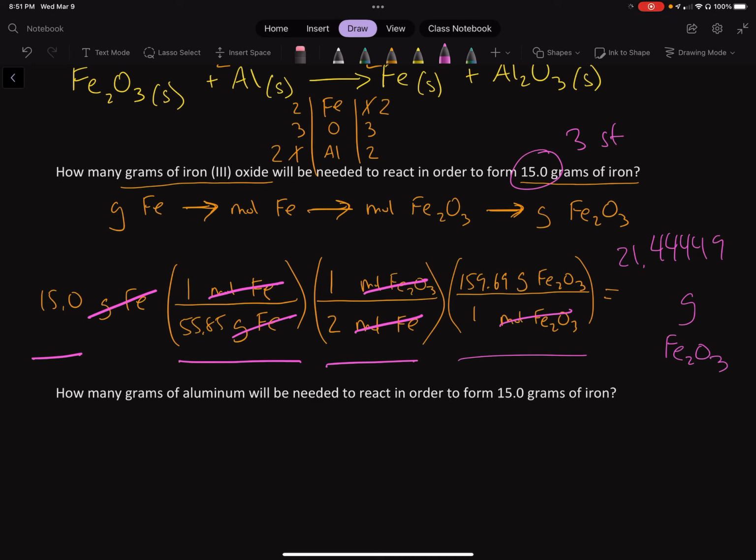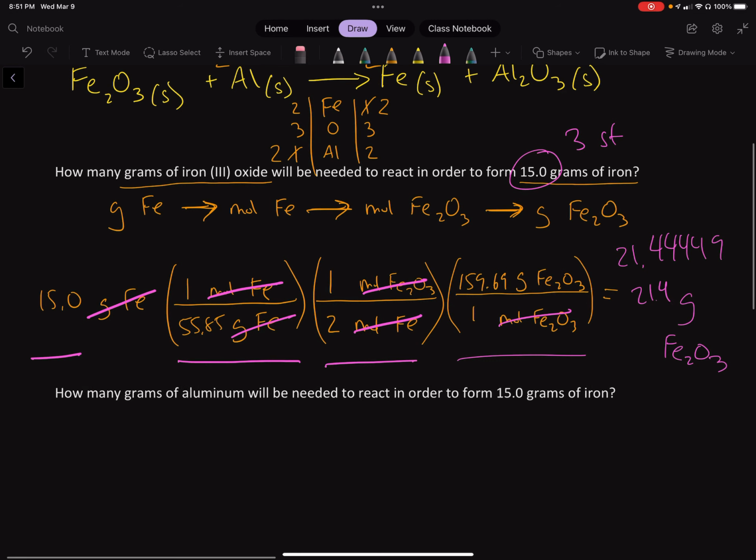I think I'm going to double check this, because on my notes I wrote 21, and then I wrote 12. So I'm just going to double check one more time on my calculator. 15 divided by 55.85 divided by 2 times 159.69. Yeah, it is 21.4 for 3 sig figs.